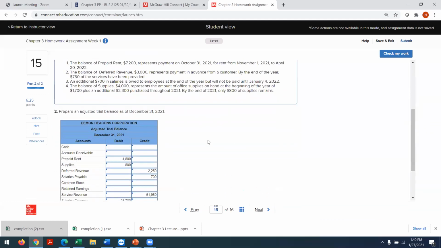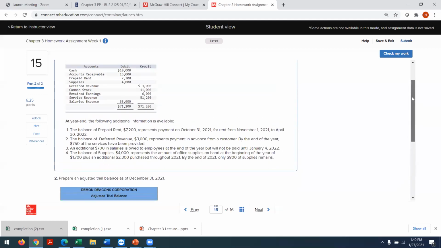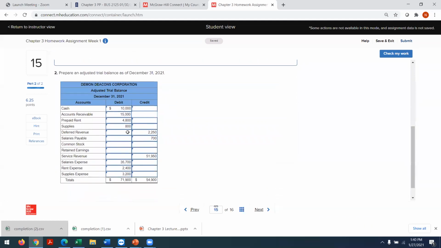So our cash is at 10. Our accounts receivable is at 15. Our common stock is at 11. Retained earnings is at 6. See how that works, guys? They're wanting you to take the information from the previous exercise and adjust these accounts to come up then with a new adjusted trial balance. Next.